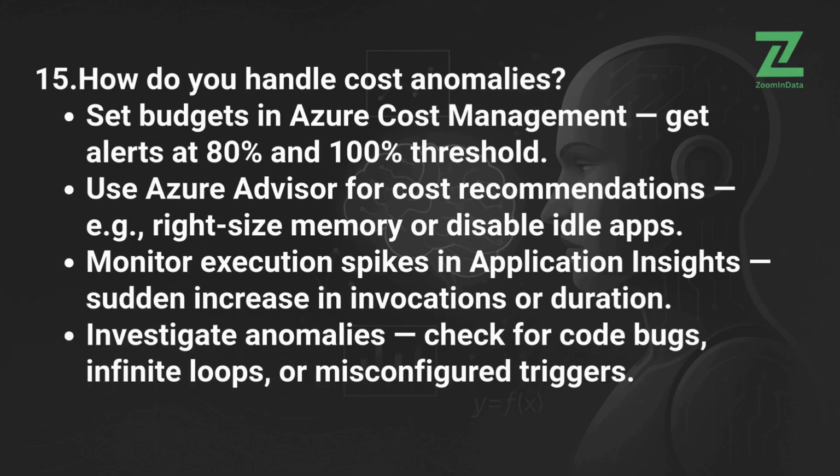How do you handle cost anomalies? Set budgets in Azure Cost Management. Get alerts at 80% and 100% thresholds. Use Azure Advisor for cost recommendations, e.g., right-size memory or disable idle apps. Monitor execution spikes in Application Insights, such as a sudden increase in invocations or duration. Investigate anomalies. Check for code bugs, infinite loops, or misconfigured triggers.